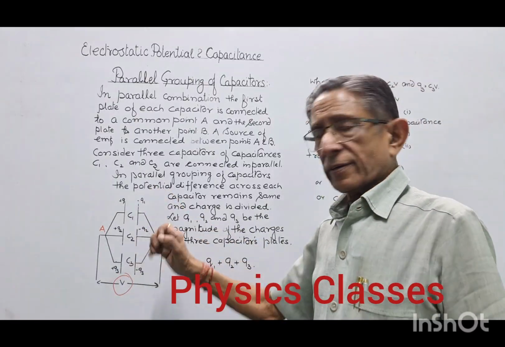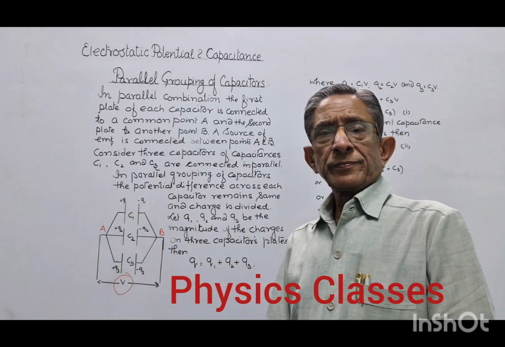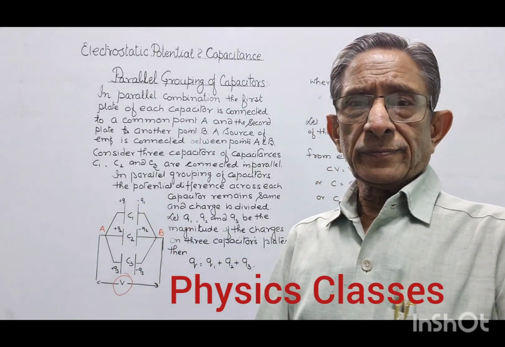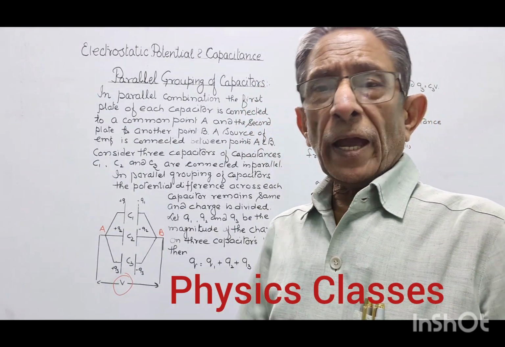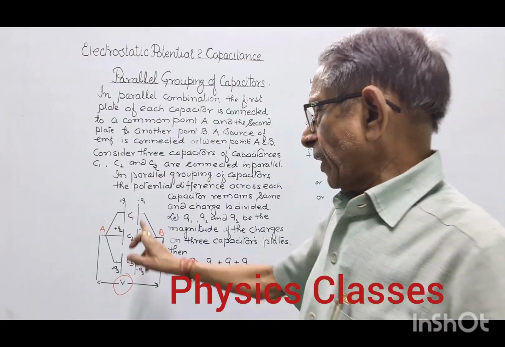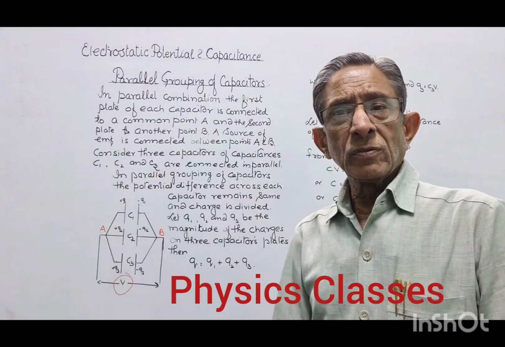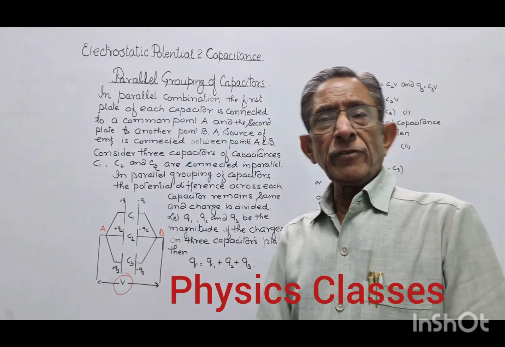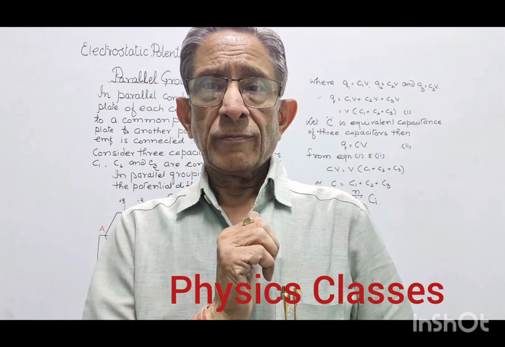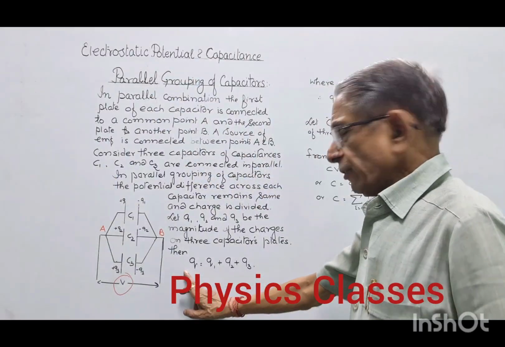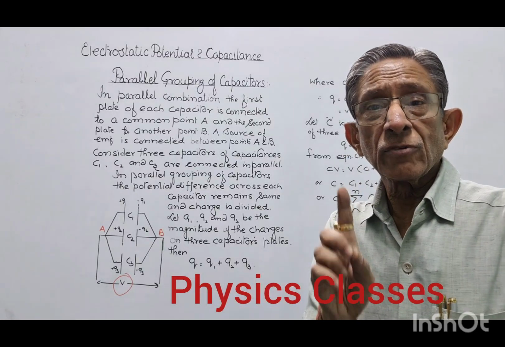Dear students, we consider three capacitors of capacitance C1, C2 and C3 connected in parallel across a source of V volt. The magnitude of the charge on the plate of the first capacitor is Q1, on the plate of the second capacitor is Q2, and that on the plates of the third capacitor is Q3. Since charge is divided, we can say Q is equal to Q1 plus Q2 plus Q3, because charge is divided.